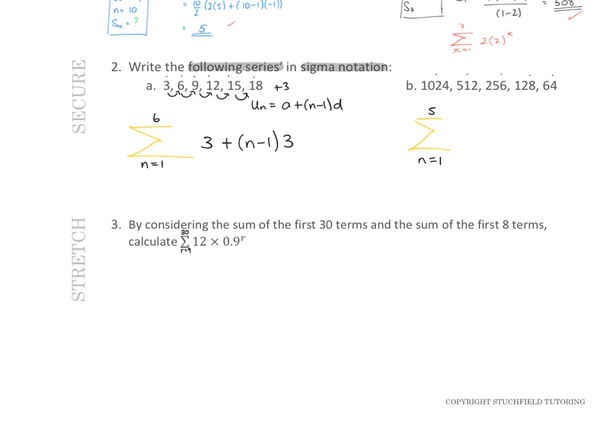Now I can check this by adding these up. If I add those up in my calculator, that gives me 63. And then if I put all of this in my calculator in my sigma button, shift x, 3 plus x minus 1, lots of 3, from 1 to 6, is 63. So that is therefore correct.